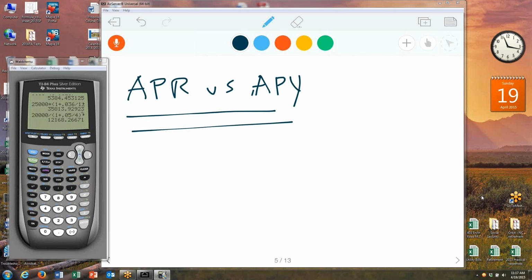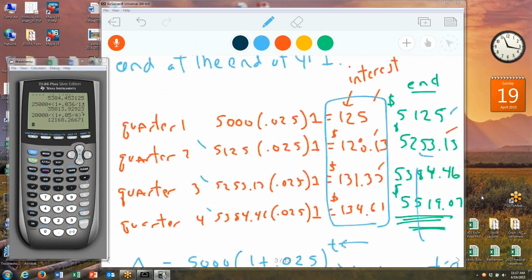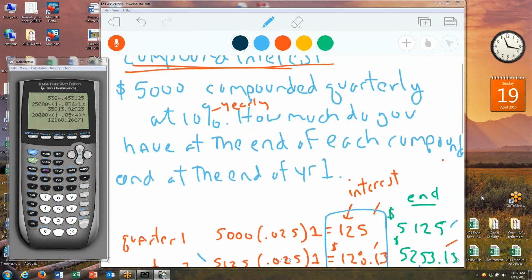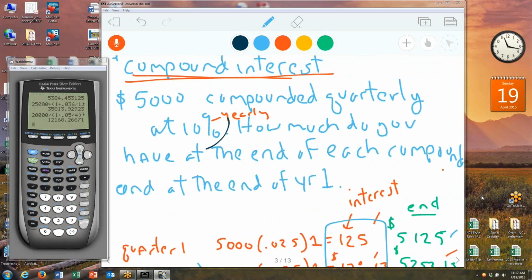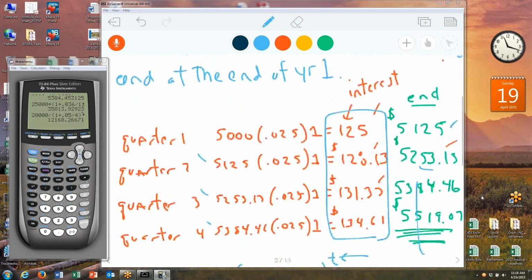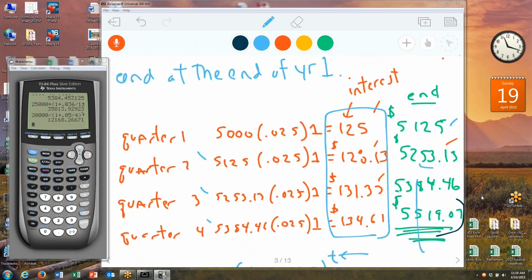For example, we did an example at the very beginning. Let me see if I can find it. Right here, this example, where it's compounded quarterly at 10%. Well, you and I both know that 10% of 5,000 is 500, so it should be 5,500, right? But I actually ended up with more than 5,500. So the true percentage that I actually got, due to the compoundings, was a little bit more than 10%. That's what your APY tells you.